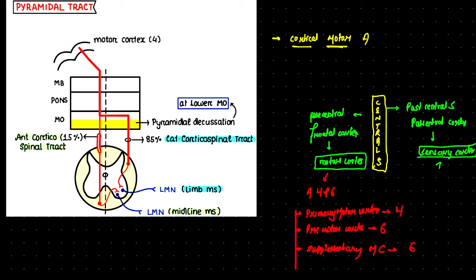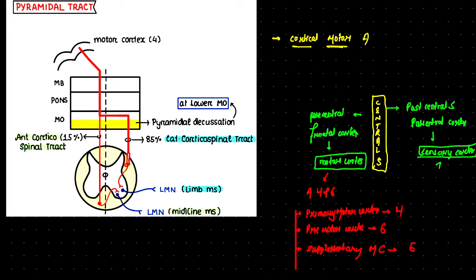Now after it reaches the spinal cord, it will relay onto the lower motor neuron, which has different nuclei. The nucleus on which our anterior corticospinal tract relays is the medial nucleus. This medial nucleus of the lower motor neuron is the point of relay of the anterior corticospinal tract. It is responsible for motor action of the midline muscles, that means the axial muscles.